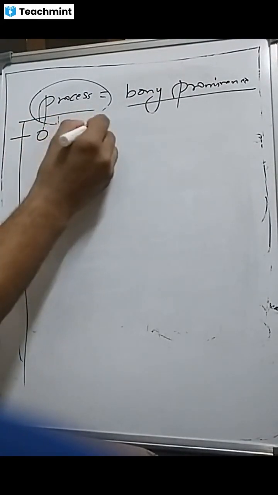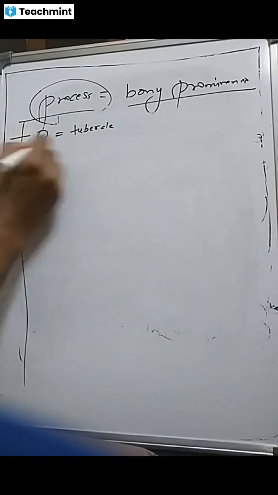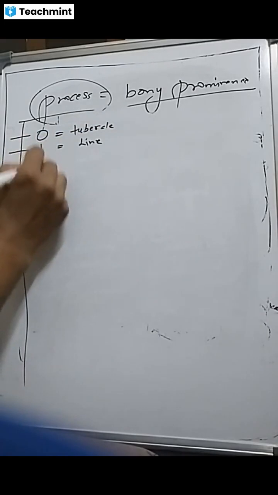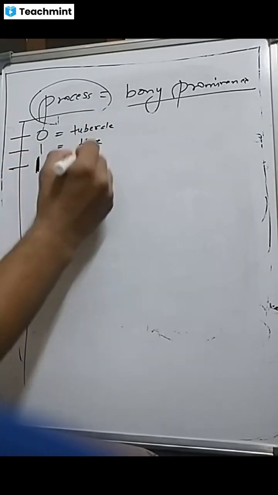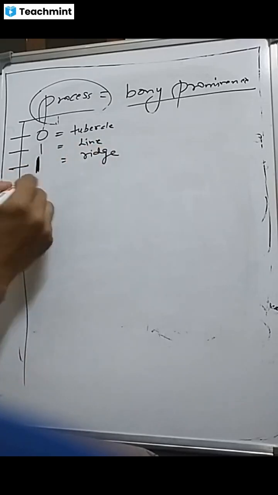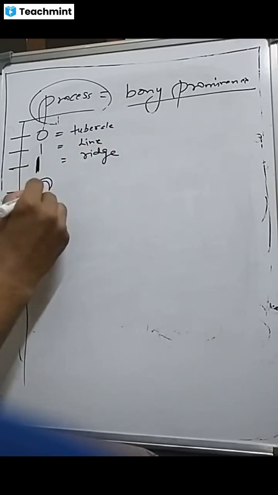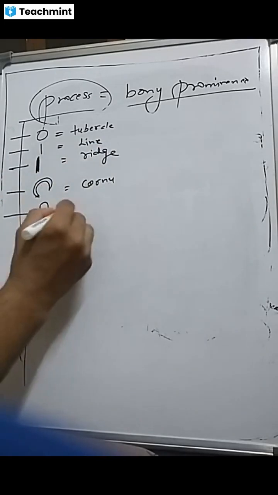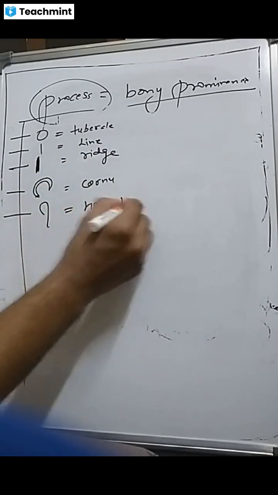Summarize all in one line. Process means bony prominences. If it is round, it is called tubercle. Like a line, it is called line. If it is thick, ridge. If it is like a horn, cornu. Like a hook, then hamulus.